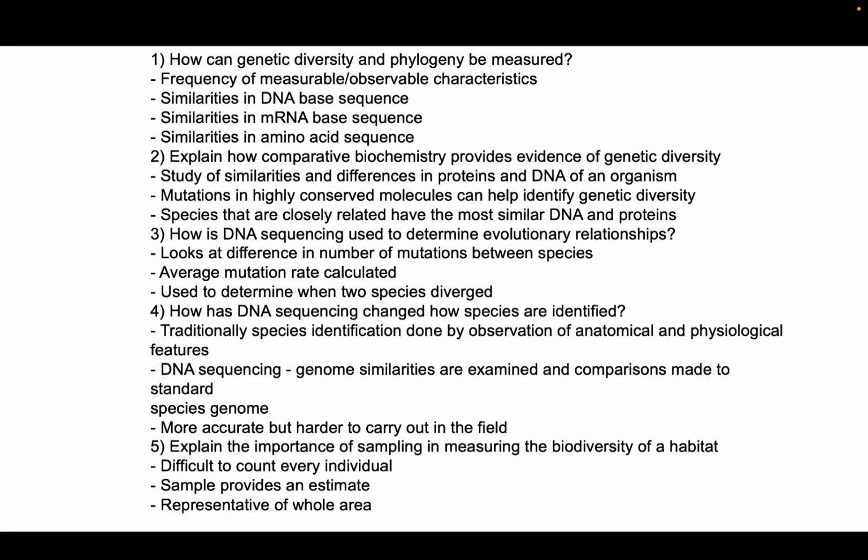Traditionally, species identification was done by observation of anatomical and physiological features, for example, number of legs, the color of the fur. But in DNA sequencing, genome similarities are examined, and then comparisons are made to the standard species genome. And this is more accurate, but it's harder to carry out in the field. And the importance of sampling in measuring the biodiversity of the habitat is, as I've said before, it's difficult to count every individual. The sample provides an estimate, and the sample should be representative of the whole area.